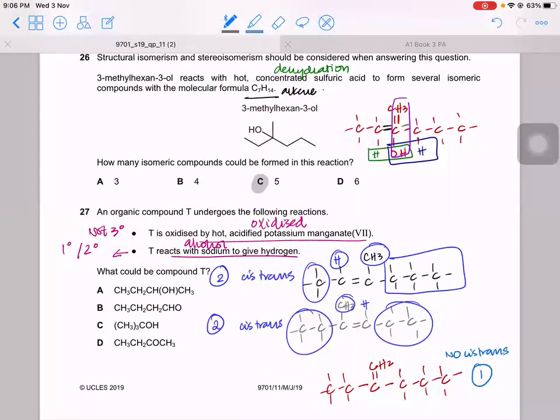Let's see the options. Can it be D? No, because D is a ketone. Can it be C? No, because this is a tertiary alcohol. Can't be that. This is a ketone, can't be it. Can it be B? No, because this is aldehyde. Aldehydes will not react with sodium. The answer therefore is A. Do you see this right here is a secondary alcohol? So yes, it will react with sodium metal and it will also undergo oxidation.